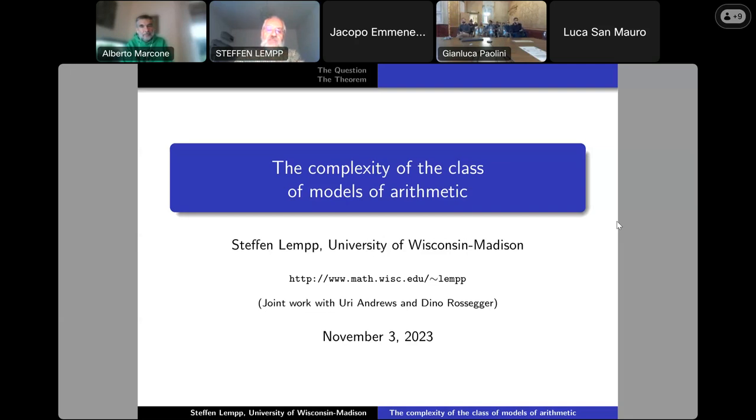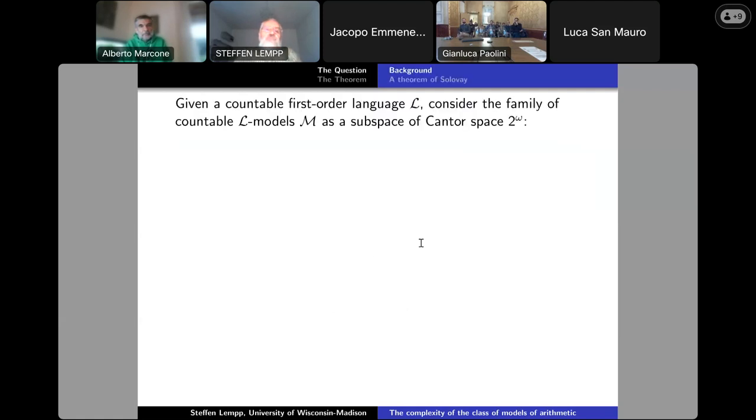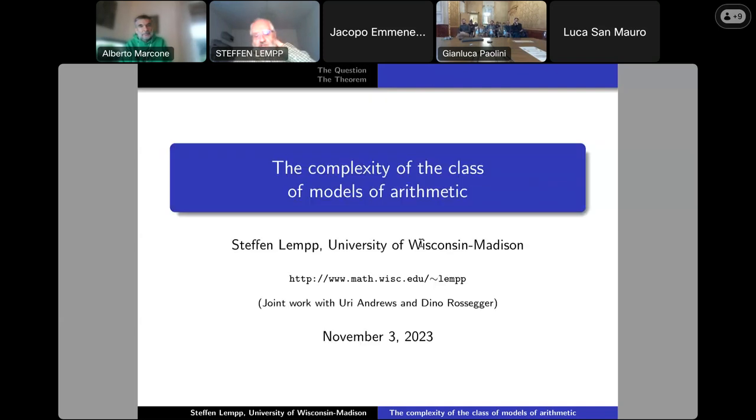So let's see. The work is as follows. Hold on a second. Let me just make sure I can actually. Okay, here we are. First of all, the whole thing is about the characterization and complexity of a class of some models. We'll start with arithmetic and we'll see how far we get after that.